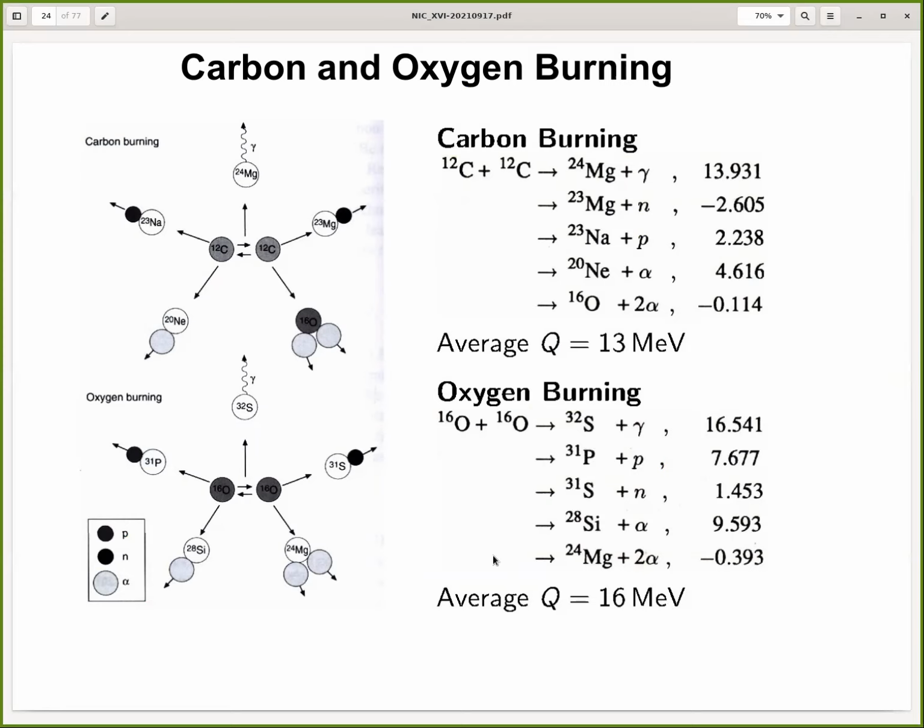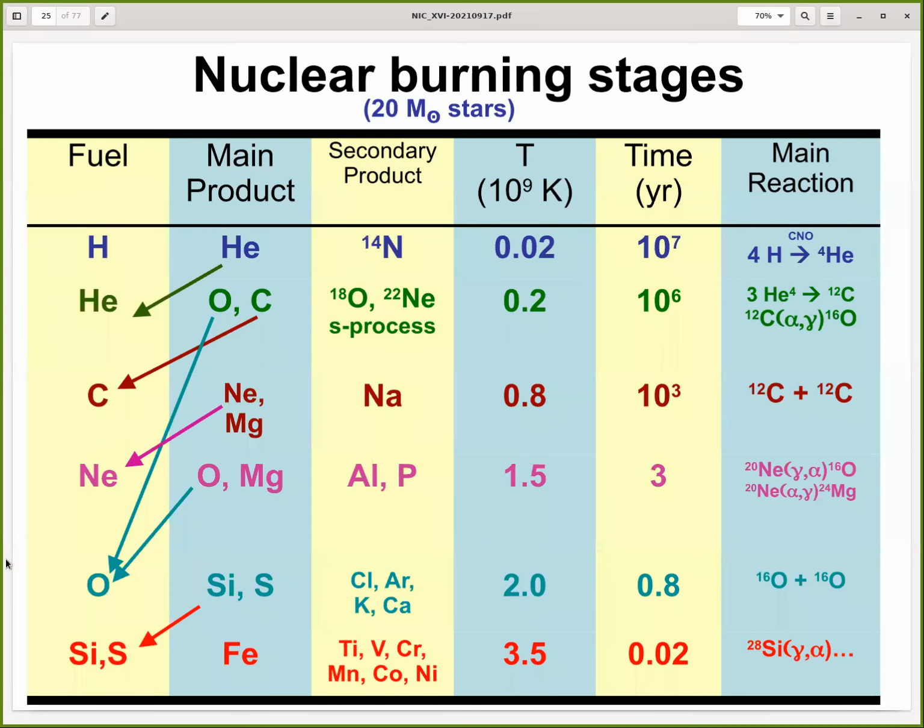Okay, so then last but not least, we have silicon and sulfur that we made by this process burning to iron. And there are some other iron group elements that we make along the way. The typical temperature for that is 3.5 billion Kelvin. And the time scale is now as short as 0.02 years.